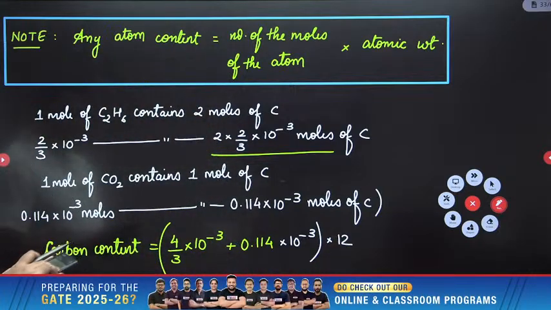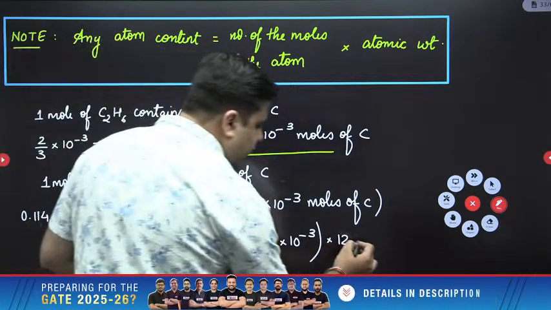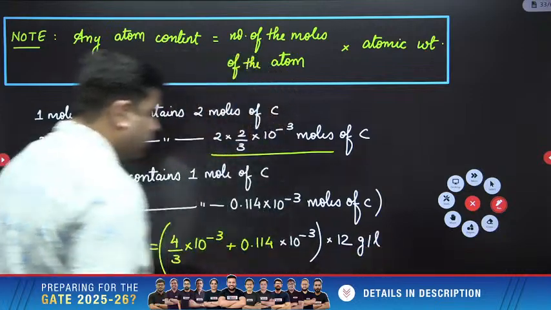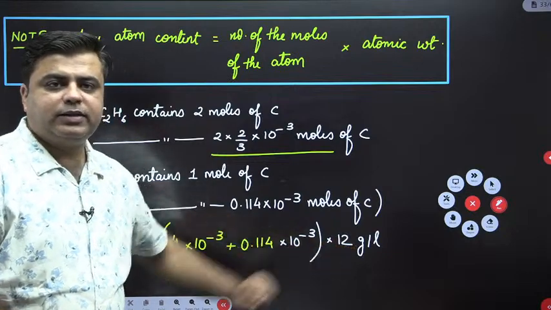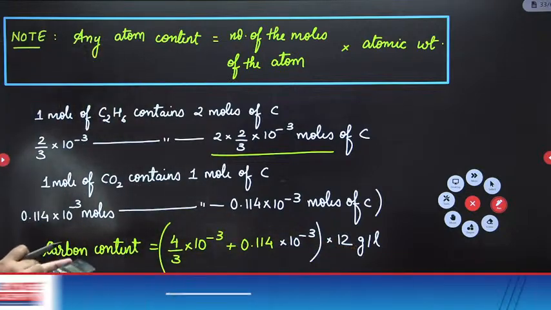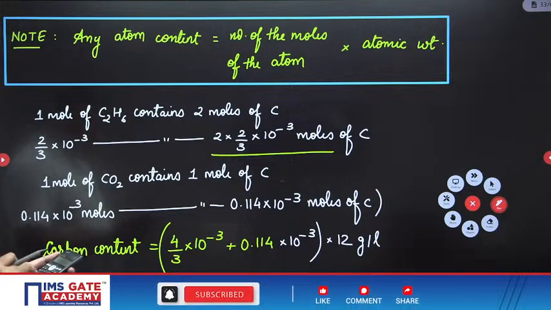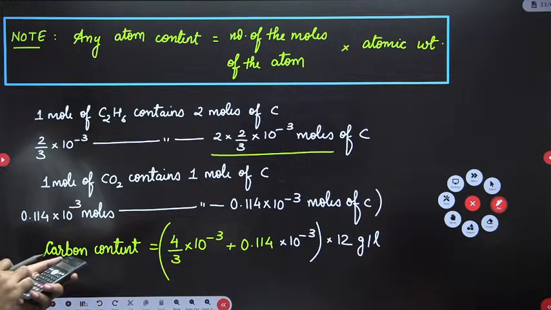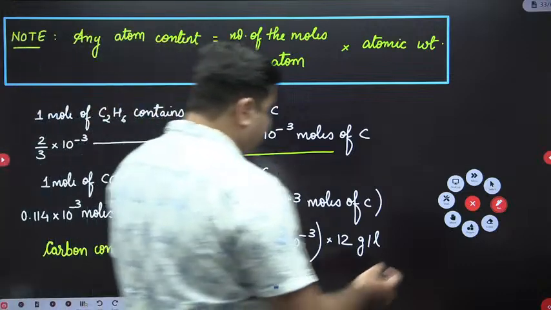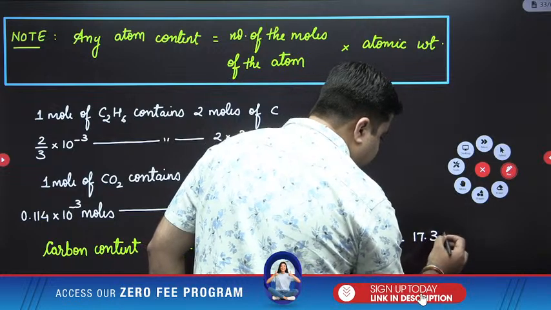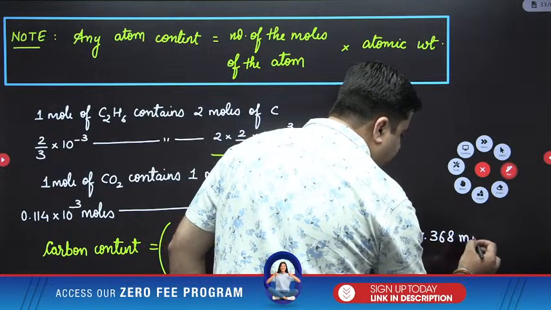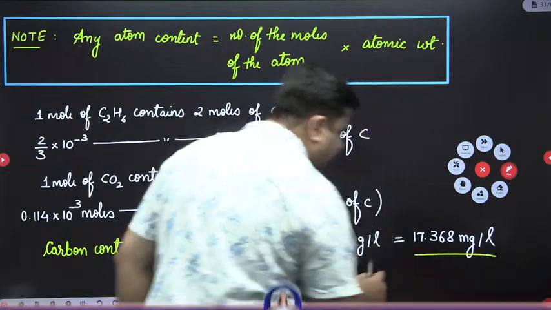So just do this calculation and this is going to give you the concentration in gram per liter. You can take out 10 raised power minus 3, and 10 raised power minus 3 gram will be milligram. So 4 by 3 plus 0.114 into 12. So this will be 17.368 milligram per liter. All of you just quickly confirm whether this answer is correct or not.